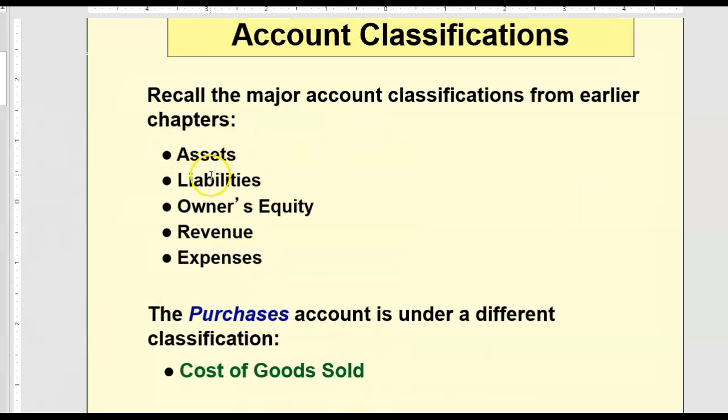We're used to assets, liabilities, owner equity, revenue, and expense. This purchases account has its own classification called cost of goods sold. Cost of goods sold takes into account not only the cost of the purchases for the company, but the cost of the freight, any discounts if you pay early, and so forth. Cost of goods sold is basically an expense account.